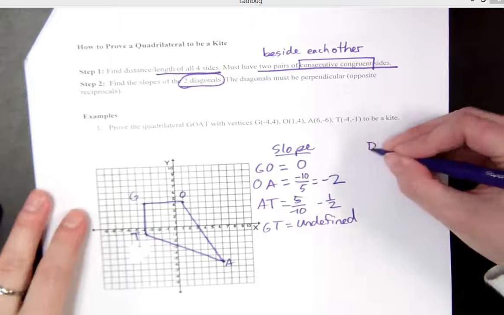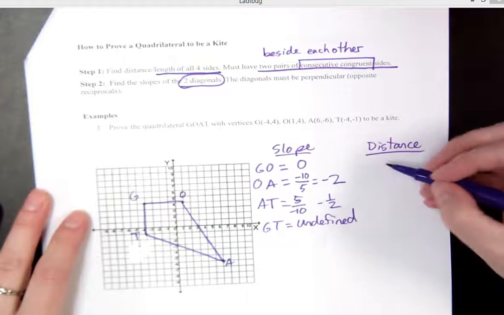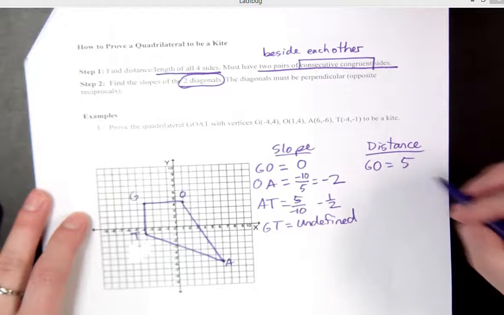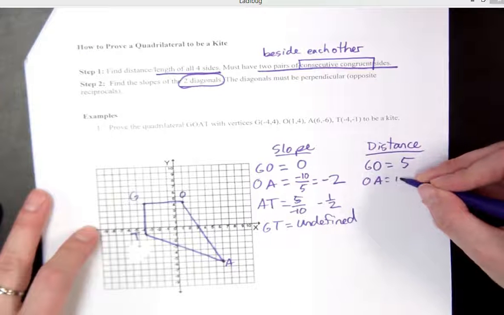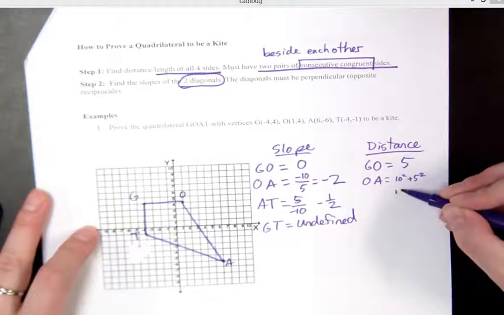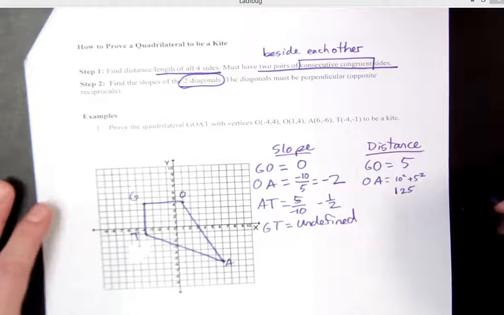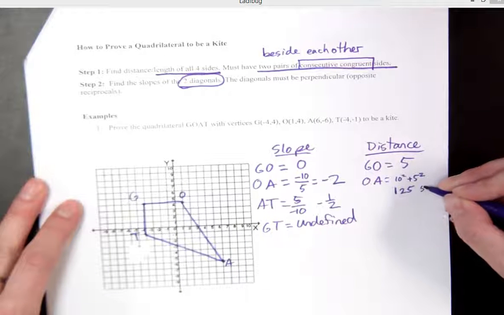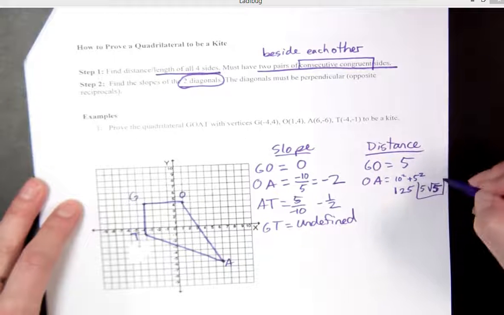Then we're going to find distance. And so GO is easy. We just had to count. What's our GO distance? 5. AO, I already have the unreduced slope there, so like we talked about last time, I can plug it into Pythagorean theorem. 10 squared plus 5 squared, 125. Does anyone remember what that reduces to? 5 root 5, right? Because it's 5 times 25.